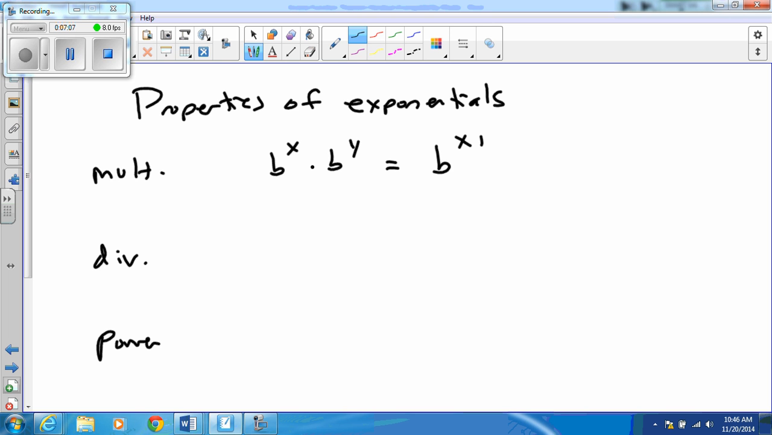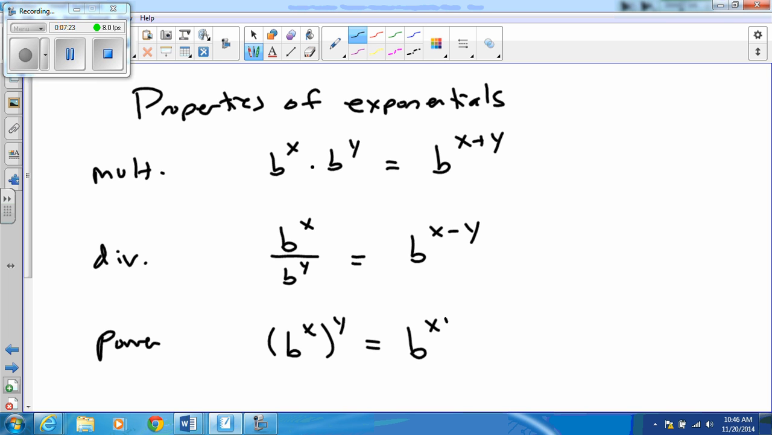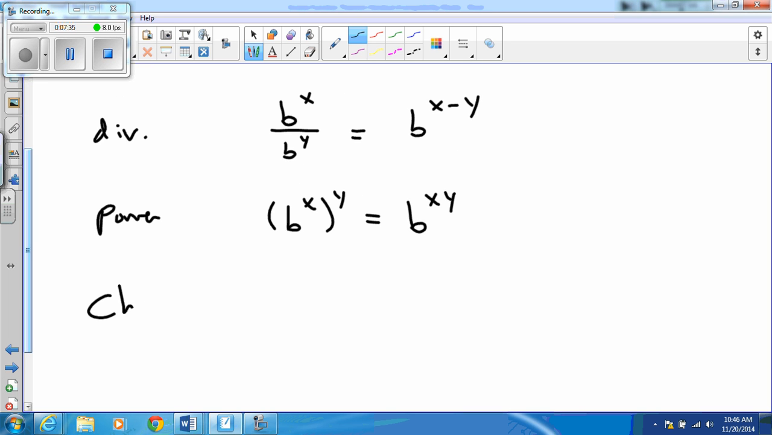If I multiply b to the x times b to the y, then the exponents add. If I divide b to the x by b to the y, the exponents subtract. And if I raise b to the x to the y power, then the exponents multiply. These are the big 3 properties of exponents, and we use them all the time.